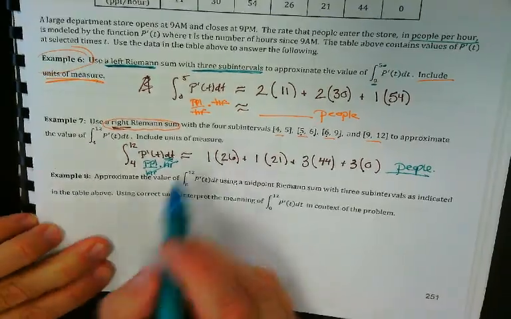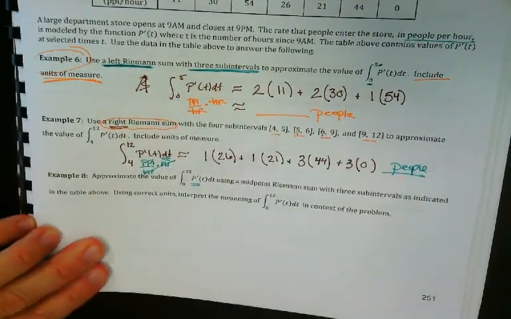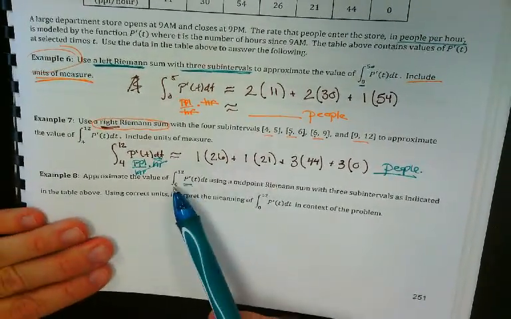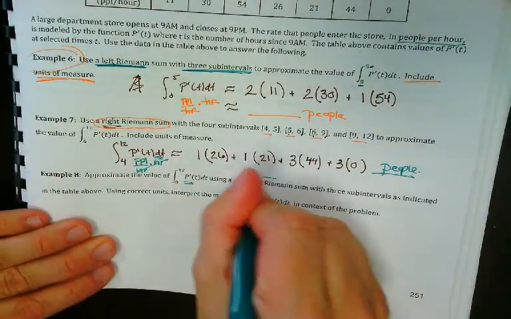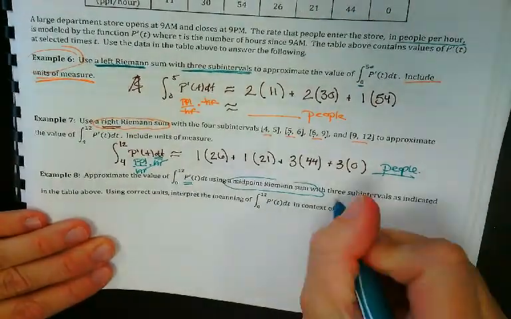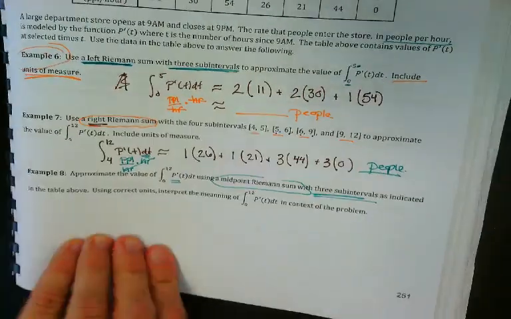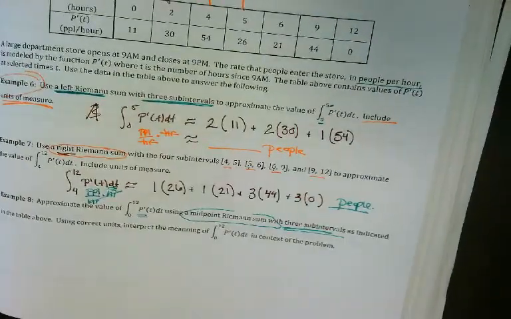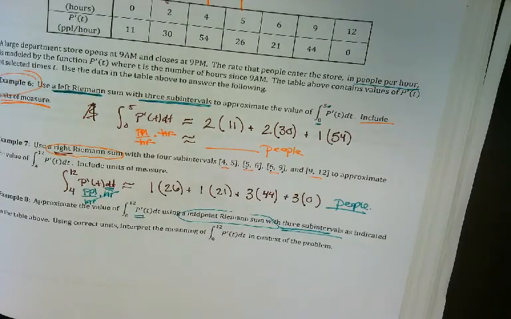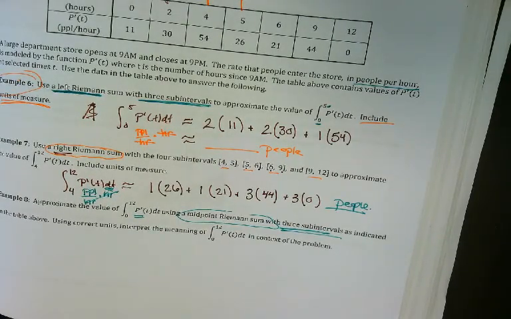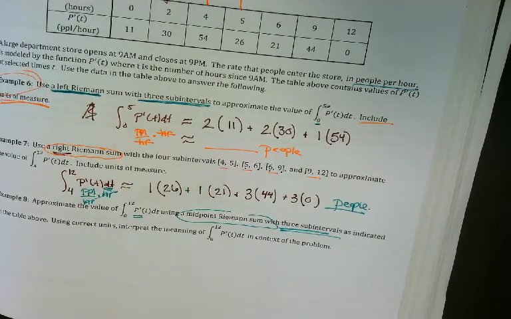All right, it's still talking about P prime, so yes, it's still the same table. This time you're going from 0 to 12, so now you're using the entire table, and you're doing a midpoint Riemann sum, and you're looking for 3 subintervals. So break it up into 3 subintervals from 0 to 12, and midpoint, you're picking the height in the middle.